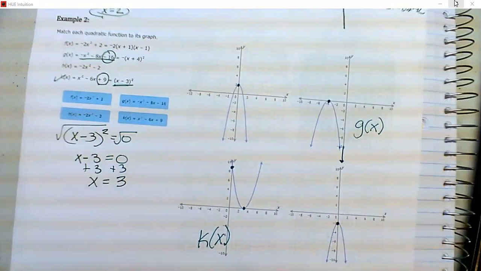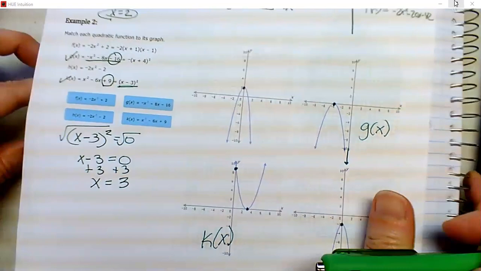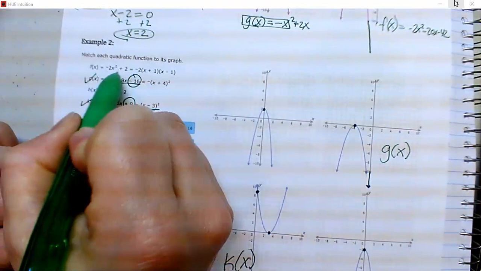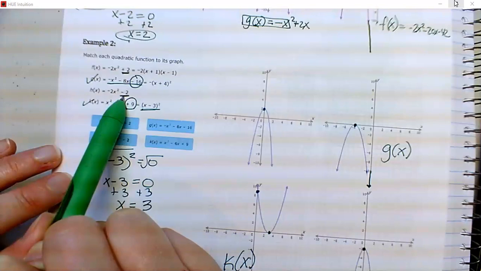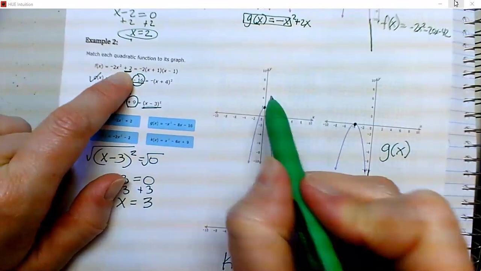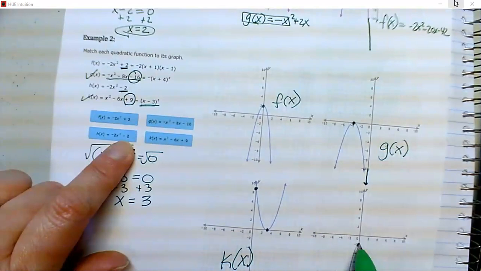All right, and then for the last two, we're choosing between f of x and h of x. So if I look at the standard form, I think that is going to help us most on this one, because in standard form, c is your y-intercept. F of x has a y-intercept of positive 2, and h of x has a y-intercept of negative 2. So if I am just focusing on those intercepts, this one that has a positive 2 for the y-intercept, right? So this one would be our f of x, and this one that has a y-intercept of negative 2 is going to be our h of x.